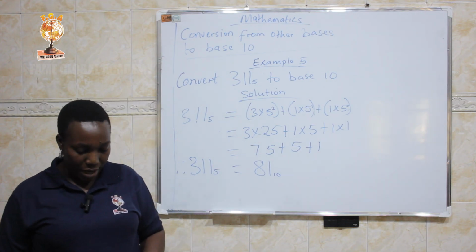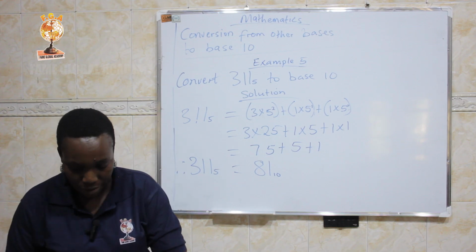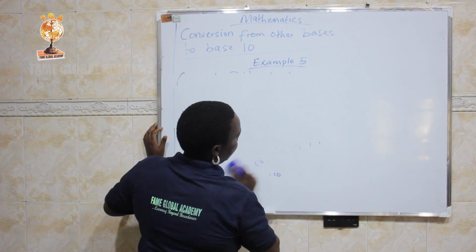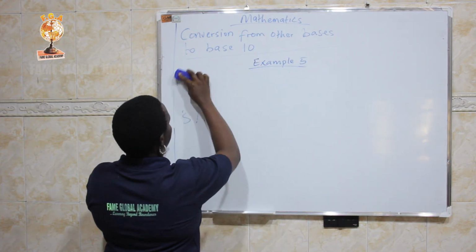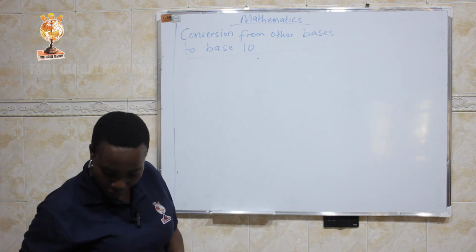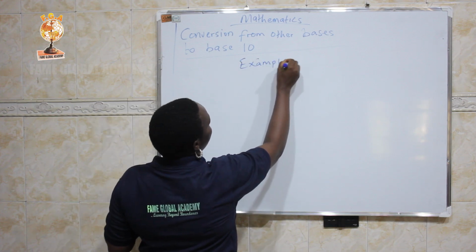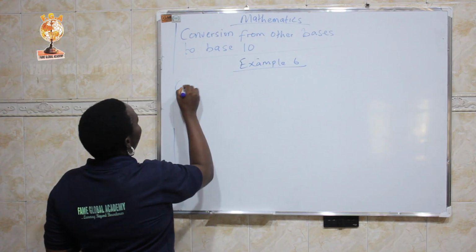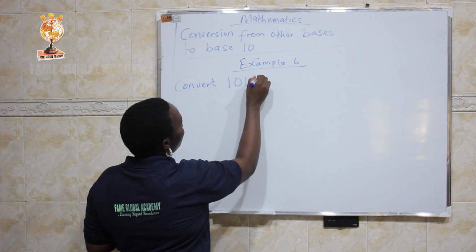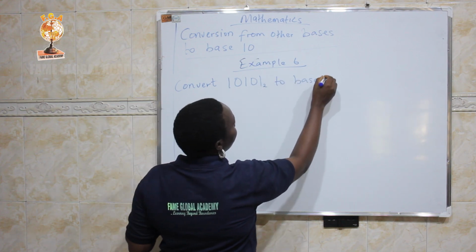Let's take one more example, and this time around we're going to be converting a binary number. Okay, so let's take one more example, example 6. Okay, so we have example 6. Say convert 10101 base 2 to base 10.